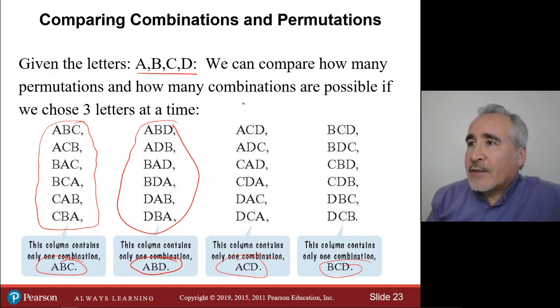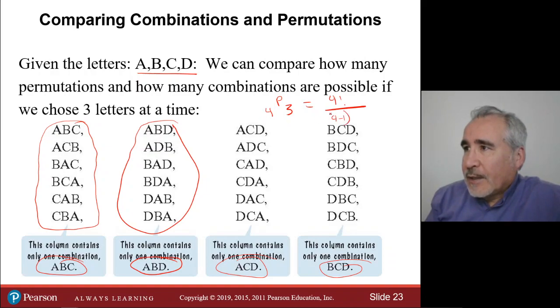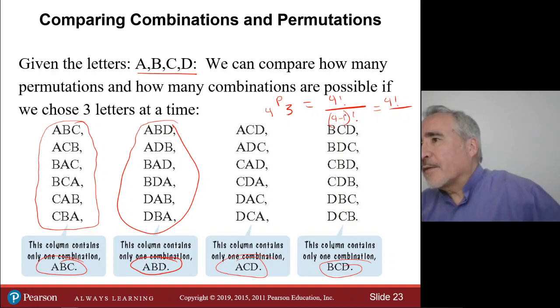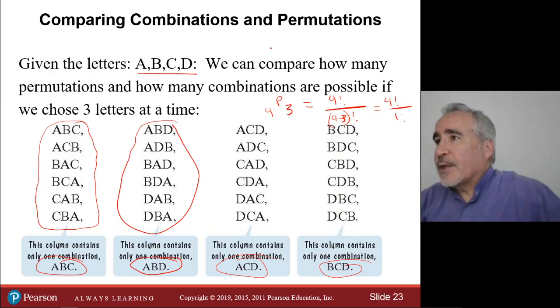So notice this, a permutation of 4 taken 3 at a time is what we did up here with all these, when order is important. So that's 4 factorial divided by 4 minus 3 factorial. Wait, no, 4 minus 3, right? That's how it works. So that's over 1 factorial. So it ends up being just 4 times 3 times 2.